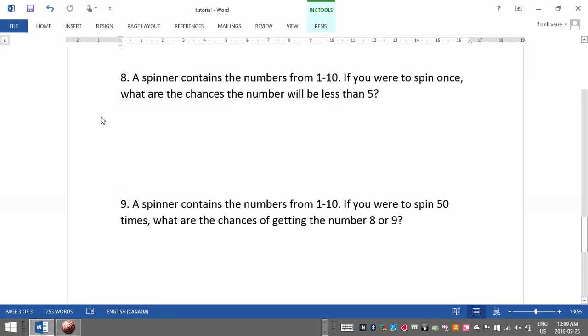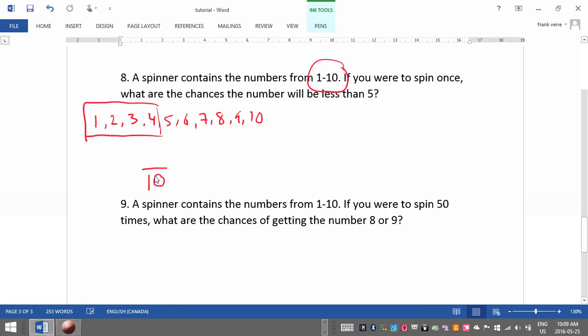Okay, so we have the numbers 1, 2, 3, 4, 5, 6, 7, 8, 9, 10 on our spinner. Which is less than 5? It's this right here. So you can see it's 1, 2, 3, 4. There are 10 numbers in total, and 4 of the numbers are less than 5. So it's 4 out of 10. Now 4 out of 10 is the same as 40%, if you convert it to percent.